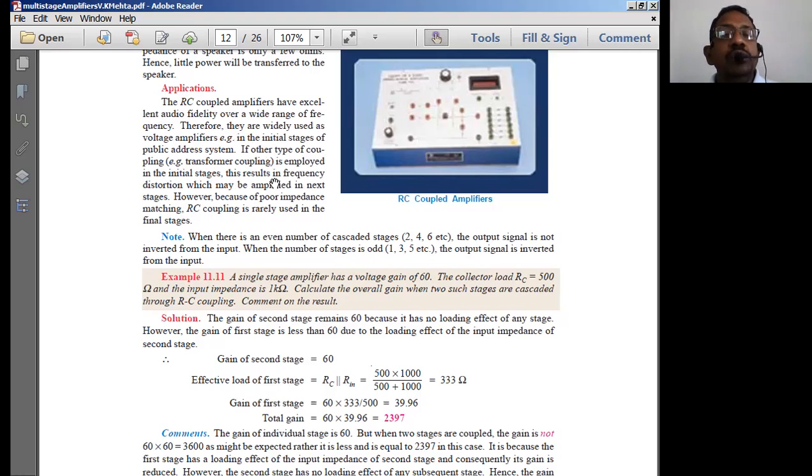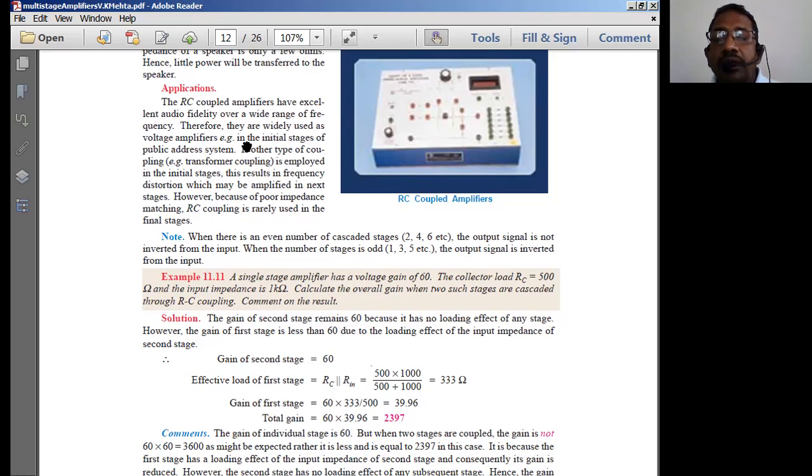We usually prefer this RC coupled amplifier because of its excellent audio fidelity over a wide range of frequencies. We use this in the audio amplifier stages. So the RC coupled amplifier has the feature of excellent audio fidelity over a wide range of frequencies. Therefore, they are widely used as voltage amplifiers.